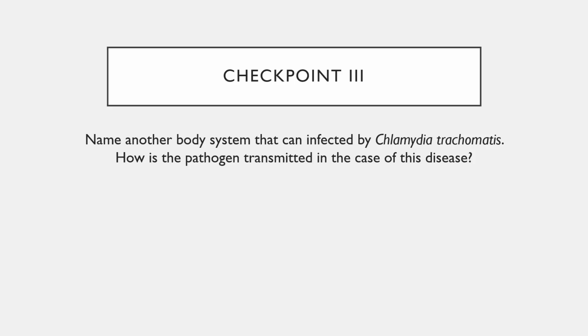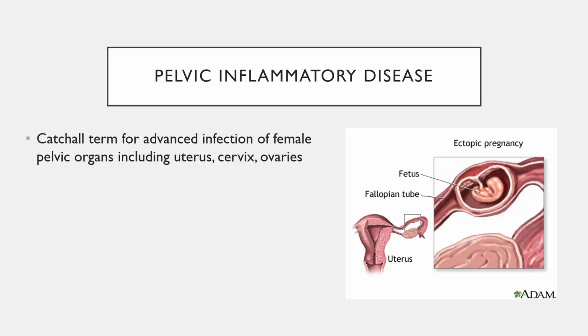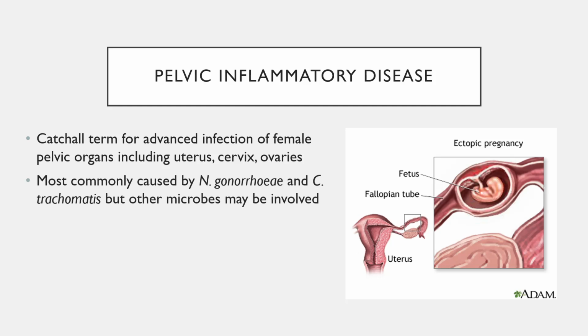So now that we've talked about these diseases, it's time to elaborate a little bit on pelvic inflammatory disease. Pelvic inflammatory disease is a catch-all term for an advanced infection of the female pelvic organs, meaning the uterus, cervix, and ovaries. And it's most commonly caused by gonorrhea and Chlamydia trachomatis, but other microbes may also be involved. Essentially, pelvic inflammatory disease is what arises when an untreated sexually transmitted infection with one of these pathogens progresses and moves to other parts of the reproductive system, which can cause major issues.